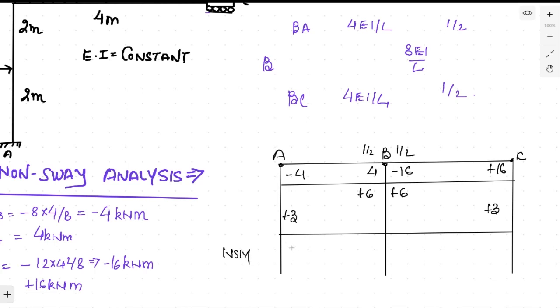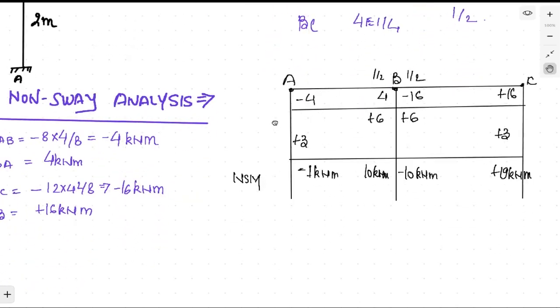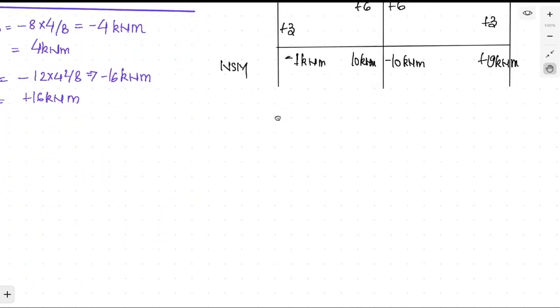These will be minus 4 plus 3. This is minus 1 kilonewton meter. This is 10 kilonewton meter. This is minus 10 kilonewton meter. And this is plus 19 kilonewton meter. तो नॉन स्वे मोमेंट्स we have already done with. ये कैलकुलेट कर लिया है. सबसे पहले क्या करना है? फिक्स्ड मोमेंट निकालना है, डिस्ट्रीब्यूशन फैक्टर निकाल के नॉन स्वे मोमेंट्स निकाल लेने हैं.